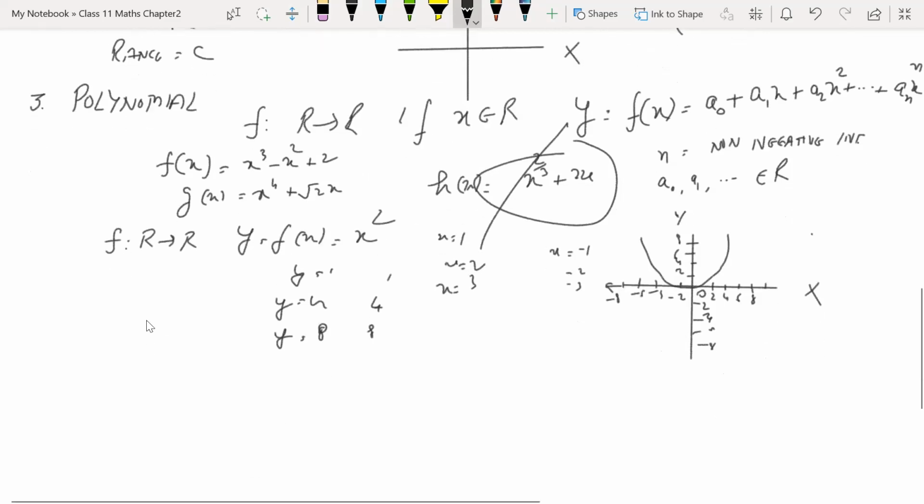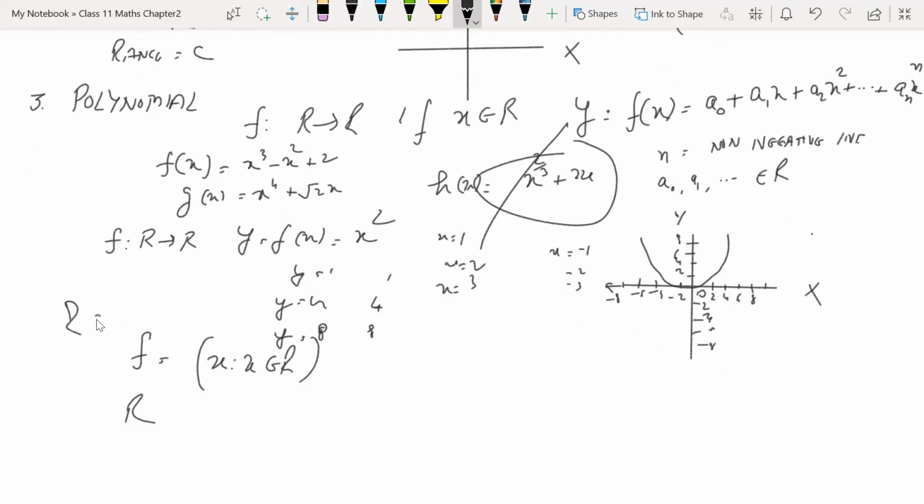The domain of this is f(x) = x square, such that x belongs to real numbers, and range is, this is the domain, and range of f(x) = x square, x is such that x belongs to real numbers. This is the range, and the x value is R.